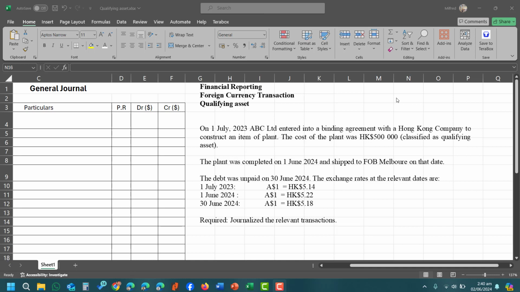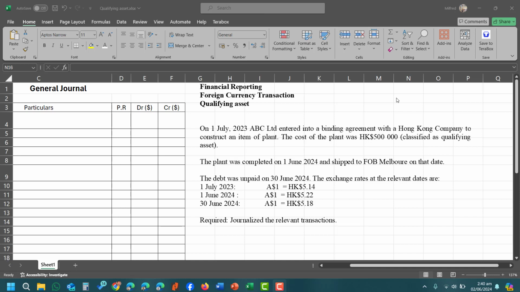On 1st July 2023, ABC Limited entered into a binding agreement with a Hong Kong company to construct an item of plant. The cost of the plant was 500,000 Hong Kong dollars. Okay, so for the discussion purposes, we will classify this as a qualifying asset.